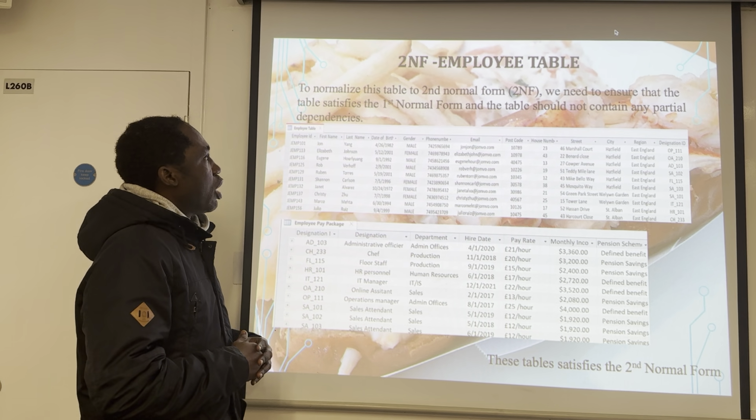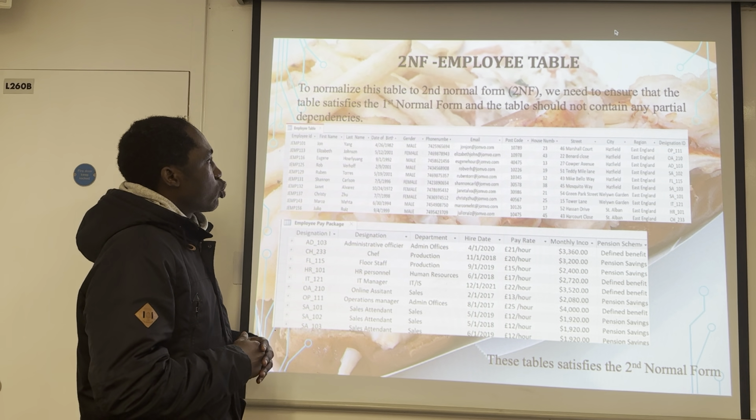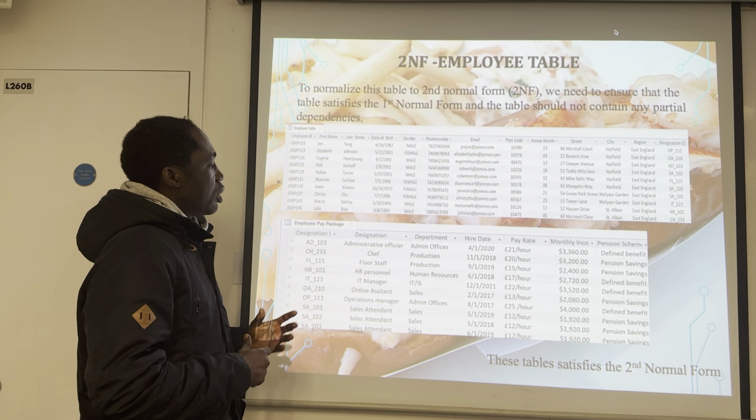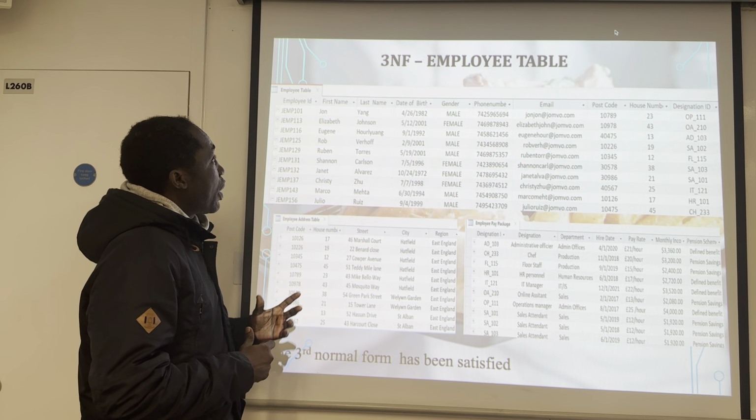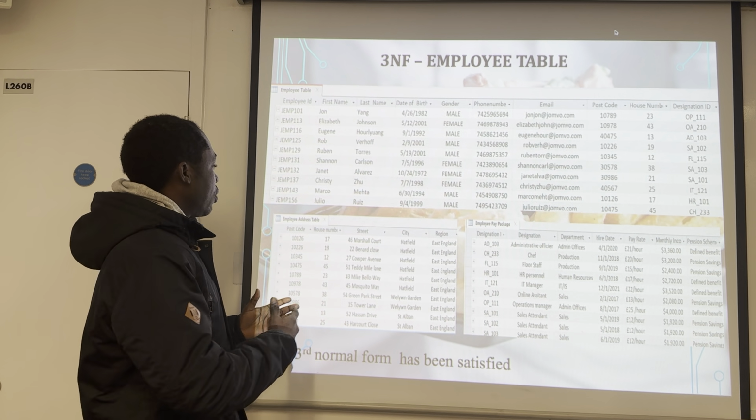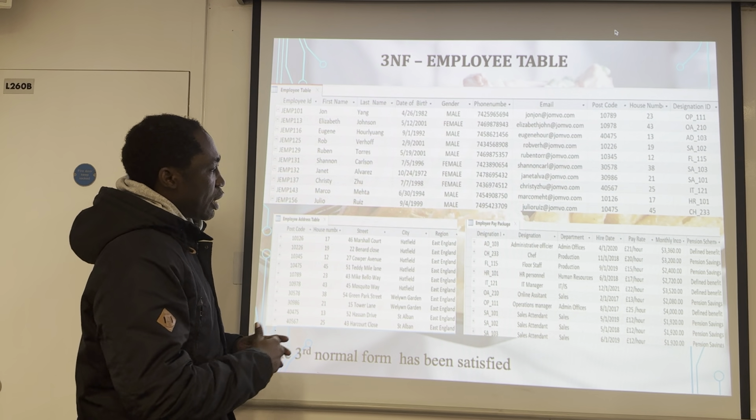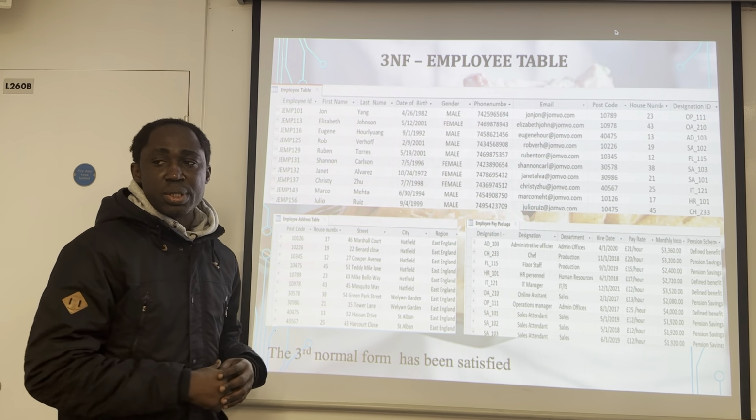This is the employee table that also passed through the second normal form. Then we have the employee table as well that passed through the third normal form, and which gives rise to the other tables that we can see below.